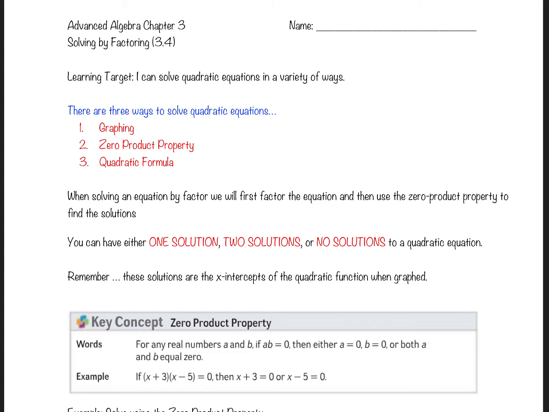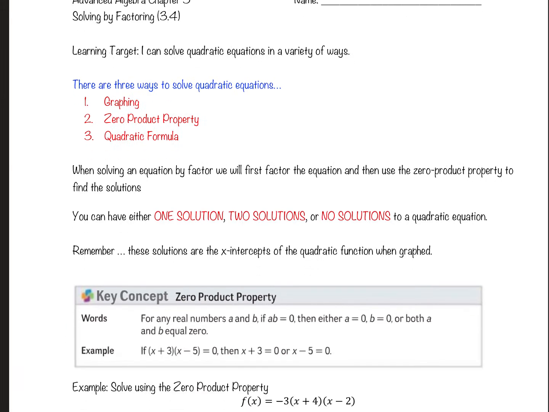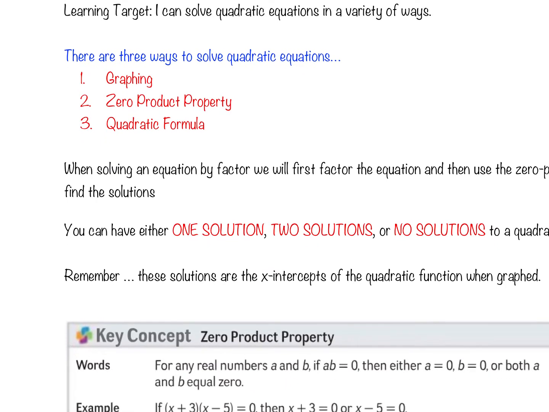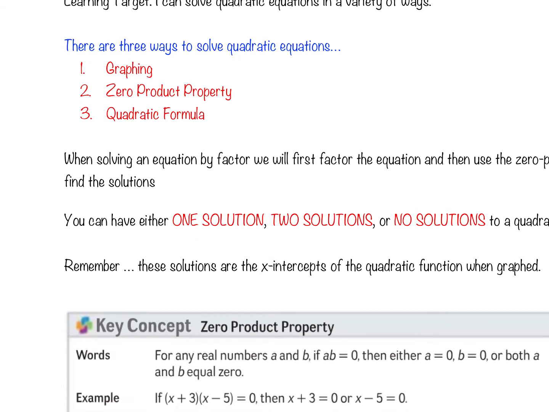Just one note sheet. So you should receive the packet that should have been handed out to you, and we'll go ahead and fill out these notes over solving by factoring. So today is going to be a lot of using the factoring that we've learned the past couple days to solve quadratics. Just remember, there's three ways to solve quadratic equations.